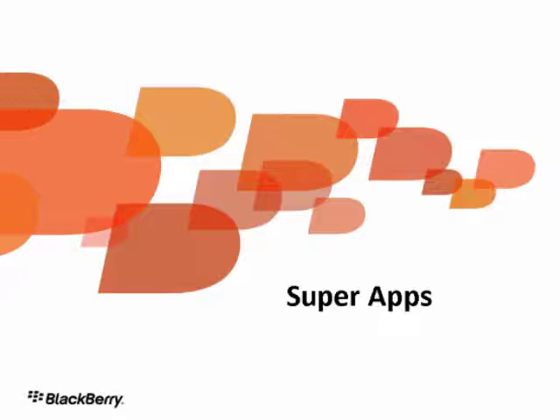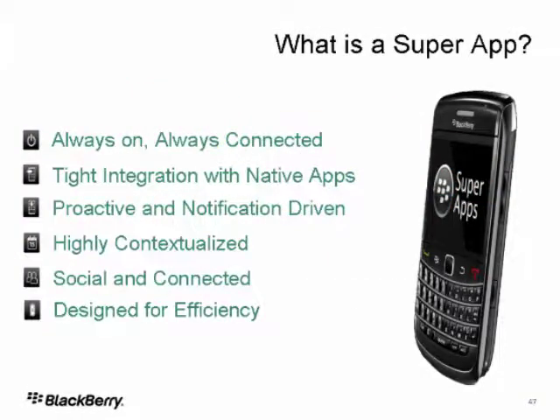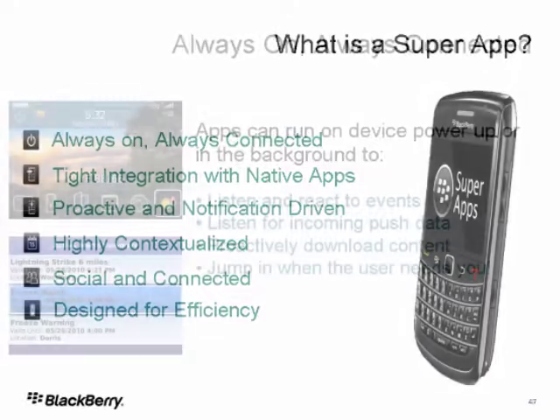So we tried to figure out why is that. And we came up with this concept of super apps. A super app is the application that is loved and used by users daily. And it has to be always on, always connected. It has to have tight integration with native applications. It has to be proactive and notification-driven, contextualized, social and connected, and efficient. What do I mean?